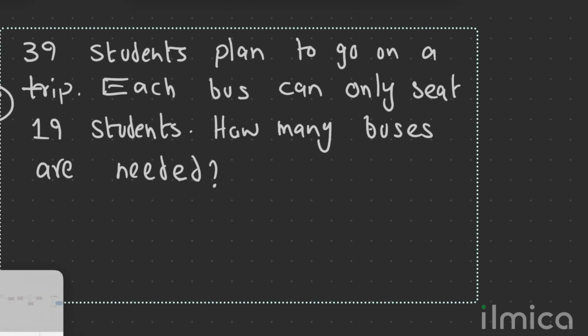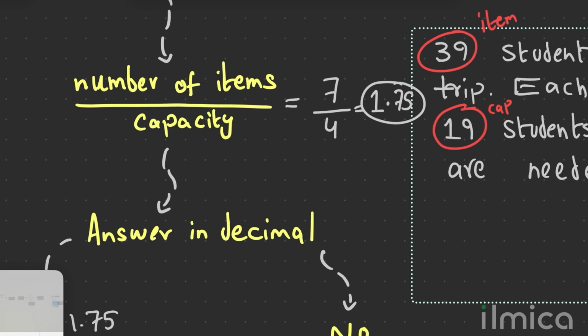There are 39 students who plan to go on a trip. Each bus has only 19 seats, and so we want to know how many buses are needed in order to take the students on the trip. Well, again, we remember that we need to know the capacity. The capacity over here of a bus is 19. So that is our capacity. And the total number of items in this case is 39.